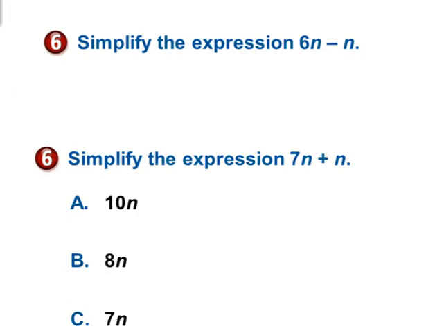Simplify the expression 6n minus n. Well, I'm going to write 6n plus minus n. And really it's 6n plus a negative 1 as my coefficient times n. And I'm going to undistribute. In other words, I'm going to do the opposite of the distributive property. I'm going to factor out the n's.